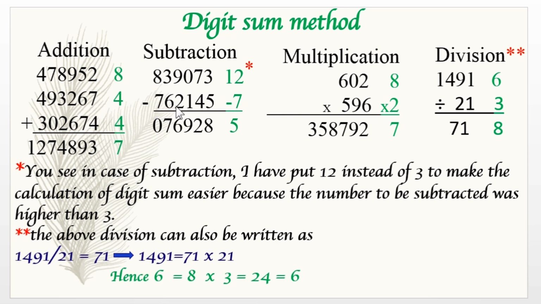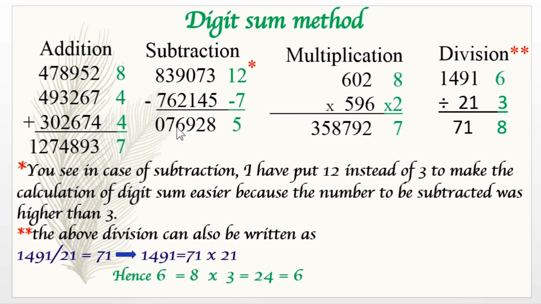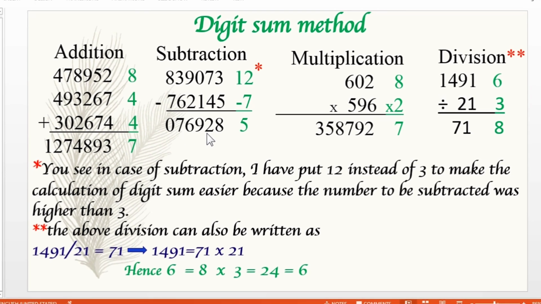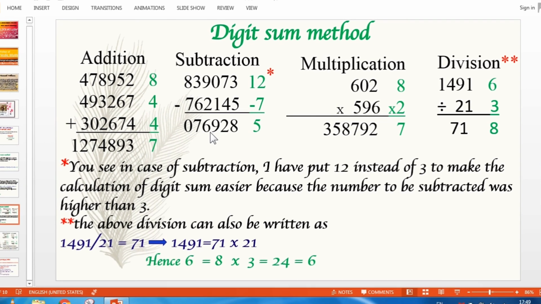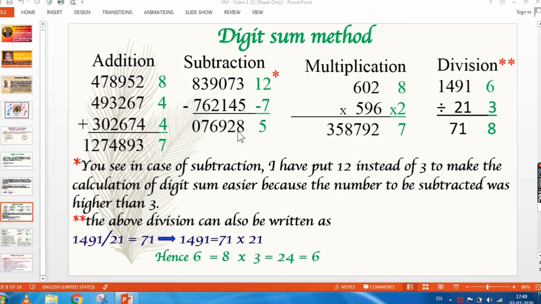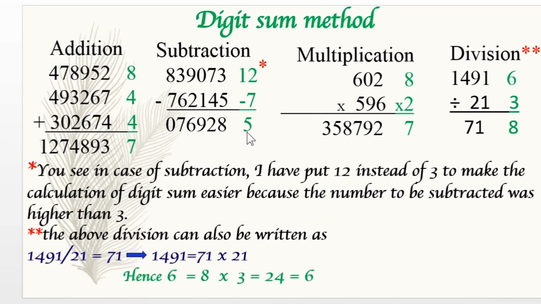So here 7 would be coming. 7 plus 2 is 9, gone, 6 plus 1 is 7, 7 plus 4 is 11, 1 plus 1 is 2, plus 5 is 7. So I should get the answer equal to 5. 7 plus 2 is 9, and 9 is gone. So 6 plus 8 is 14, 1 plus 4 is 5. That means this subtraction is correct.